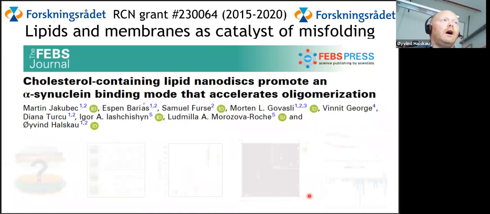Okay, so after many false attempts, I got funding to pursue this from the Norwegian Research Council. The project started in 2015 and ran to last year. And one of the papers that came out is what I will present now. And that was also the basis of the invitation to this event. So the title is Cholesterol-Containing Lipid Nanodiscs Promote an Alpha-Synuclein Binding Mode that Accelerates Oligomerization.